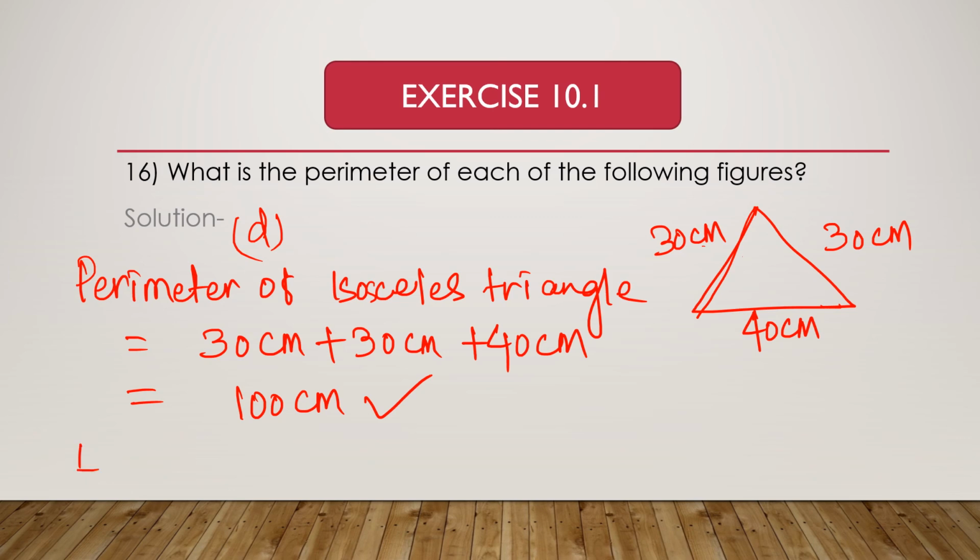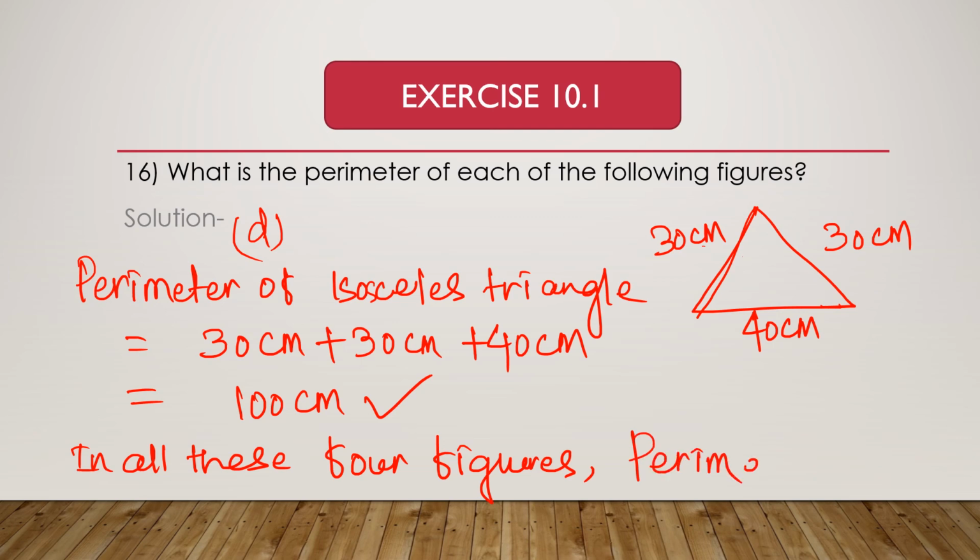So in all these four figures, perimeters are equal. Equal to 100 centimeter. So the perimeter is equal to 100 centimeter in all the four figures.